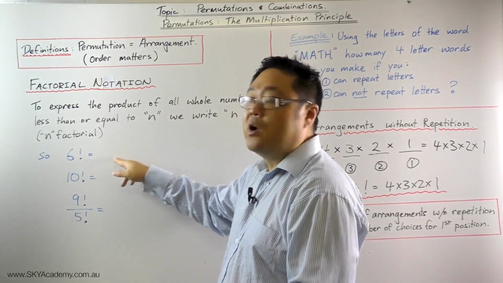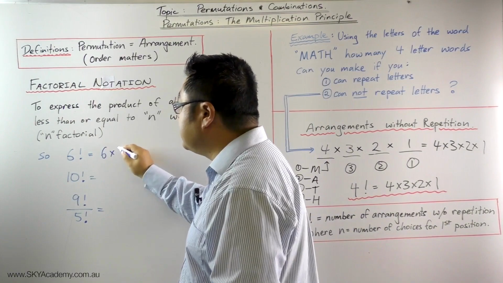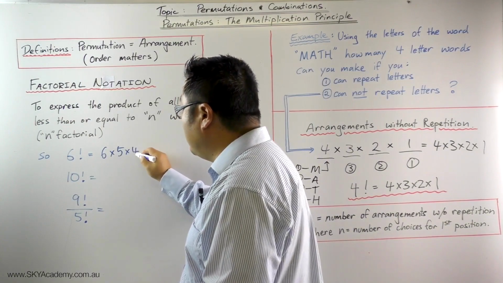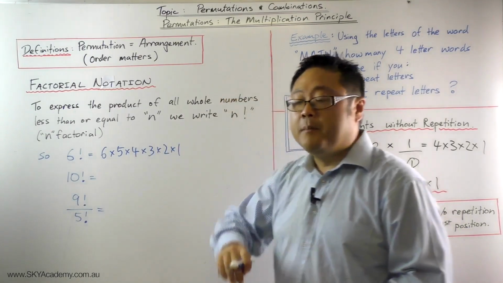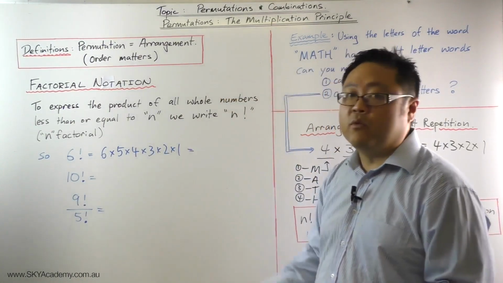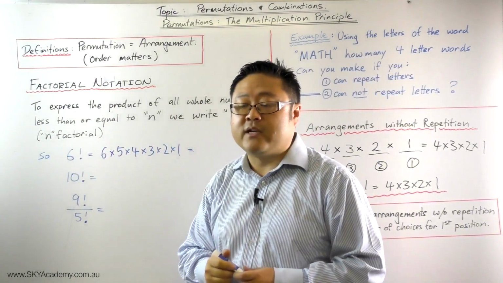Basically, 6 factorial written in longhand would be 6 times 5 times 4 times 3 times 2 times 1, yeah? Punch that into the calculator and that will give you a set number, all right? And that would be the answer for 6 factorial.